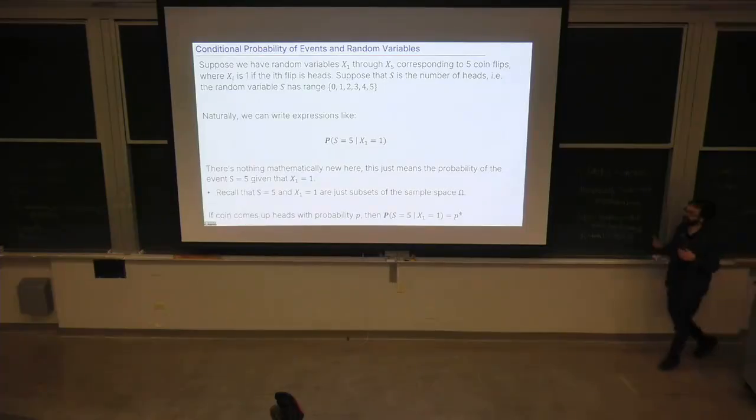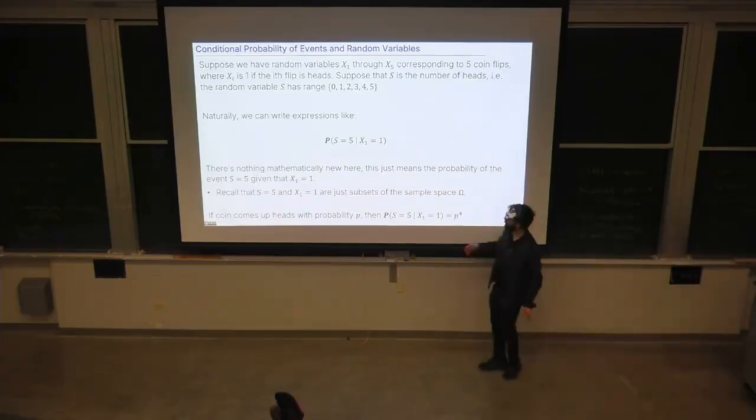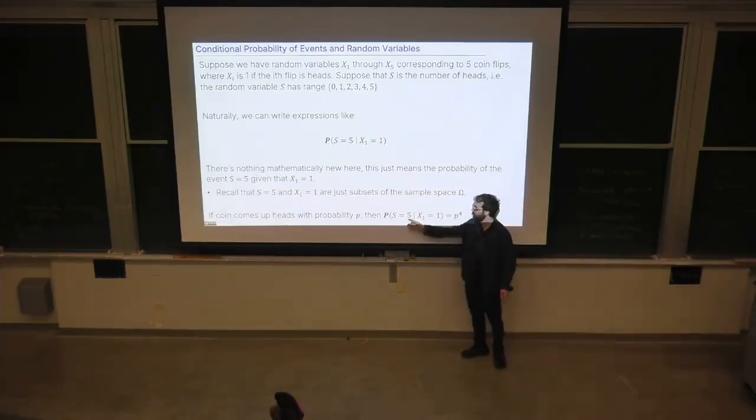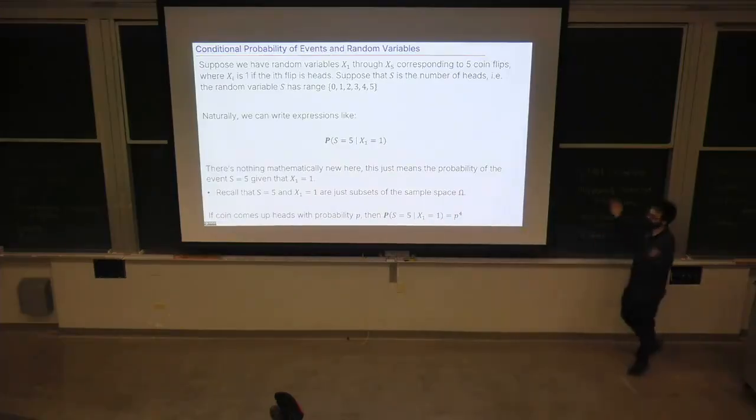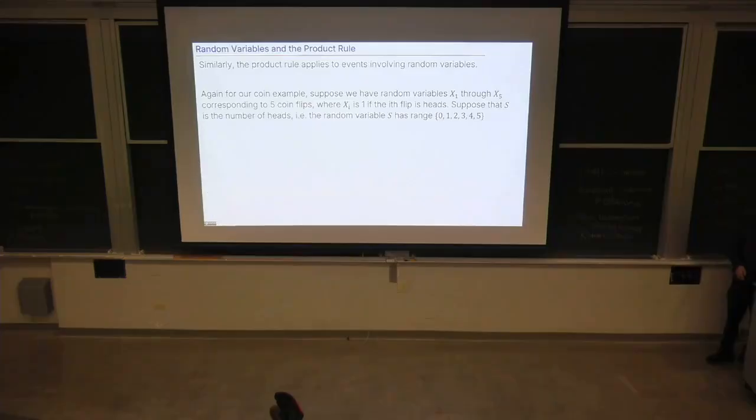What we have here is that if our coin comes up with heads with probability p, then the probability that the sum is 5, if we already have 1 heads, will just be p to the 4th because we've already got one of them out of the way. Okay? We can also use the product rule with events defined in terms of random variables because, again, they're just events.